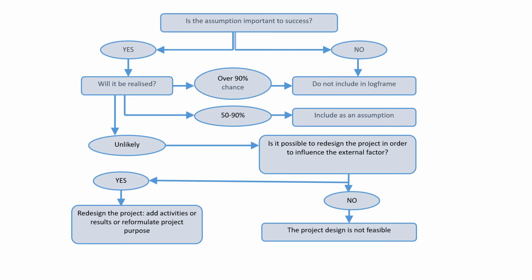If you have an assumption that is unlikely to happen, this is a dangerous situation, and if that happens, we must look at how we can redesign the project in order to influence the external factor. If we can't, then the project design is not feasible, and therefore we would have to redesign the project. If yes, redesign the project, add activities or results to reformulate the project purpose. So meaning if you've got an assumption in there which is unlikely to happen, but you can do something about it, then deal with it. This might mean bringing the assumption into the activities of your project itself.